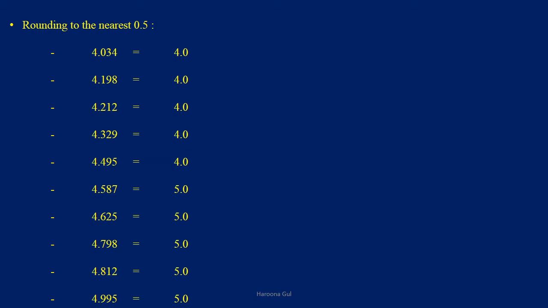But if we have a digit 5 or a digit greater than 5 in the tenths place, what we're going to do is round up the number, and what we'll get is 5. So 4.5 is going to give us 5, 4.9 is also going to give us 5.